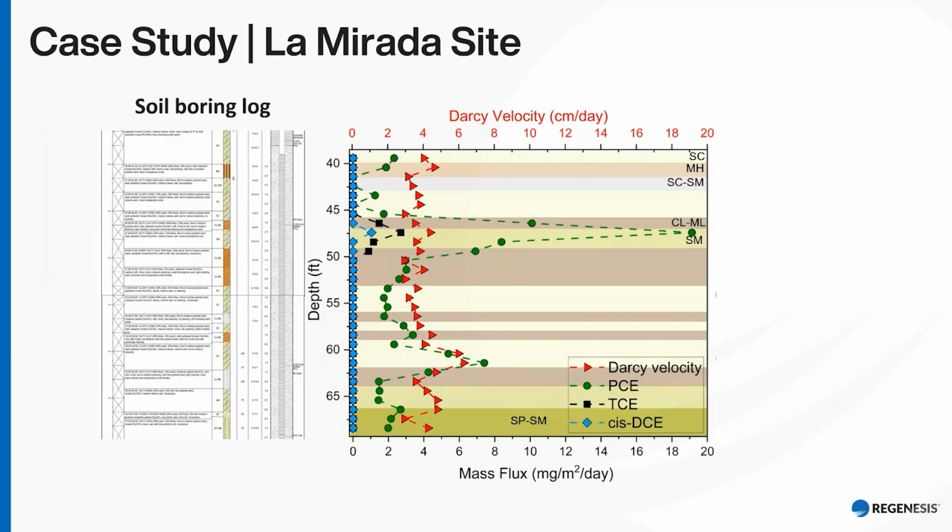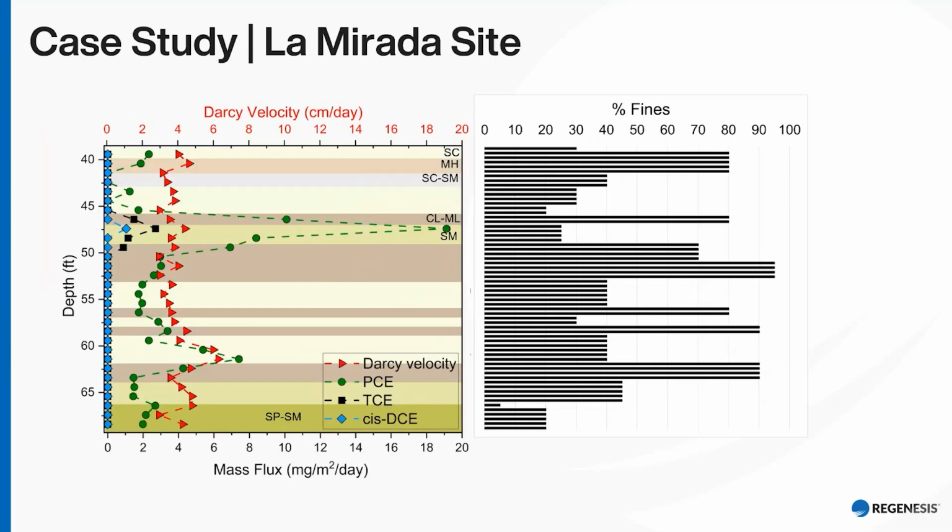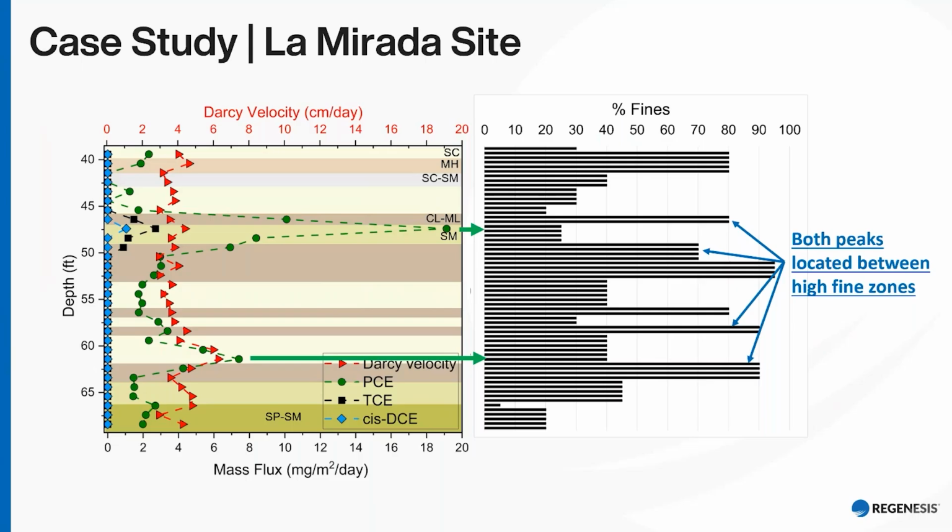But more importantly, we have to look at the PCE mass flux and the 2 spikes. The 2 spikes seem to also be located in highly permeable units, but while they are in highly permeable units, they seem to be above and even in between those high fines units. And for that, we can then look deeper by looking at the fines content from this soil boring log data. And this is percentage content going from 20 up to 90%. And when we correlate these fines with the peaks that we observe, we can see clearly that yes, both peaks are in permeable zones, but they are above and in between some high fine zones.